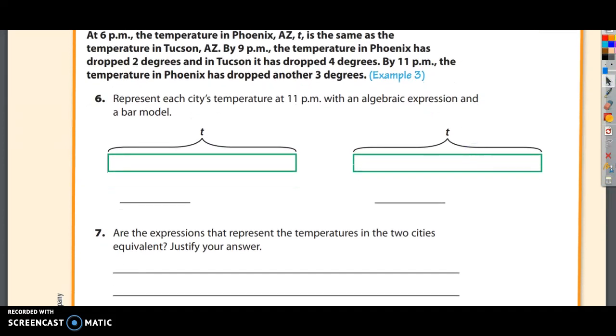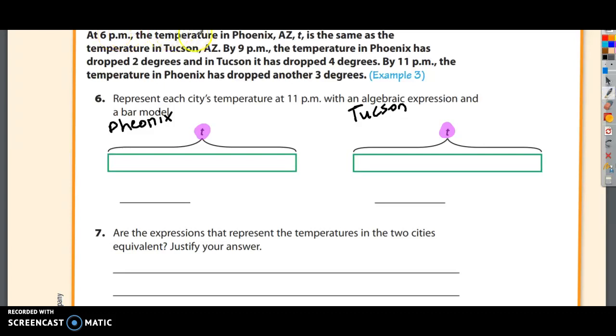6 and 7 go together. Number 6 reads, at 6 p.m. the temperature in Phoenix, Arizona T is the same as the temperature in Tucson. So let's make the first one over here be Phoenix. I know I need to read the rest of this, but I will in a minute. Let's make this one be Phoenix. And this one be Tucson. And they're the same right now. And that's why they both look like T. T stands for temperature. So right now they're both T. They're going to change though.